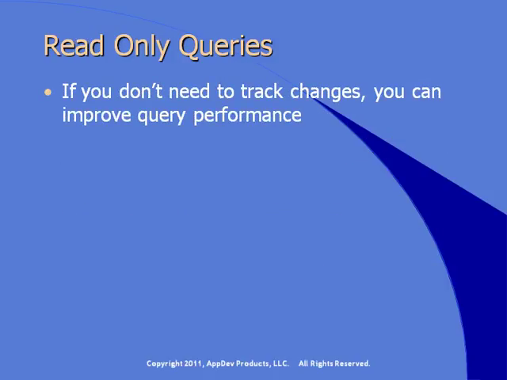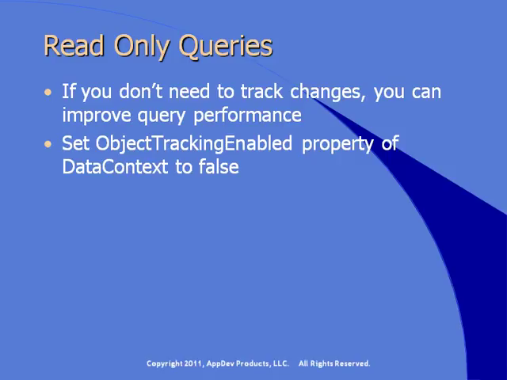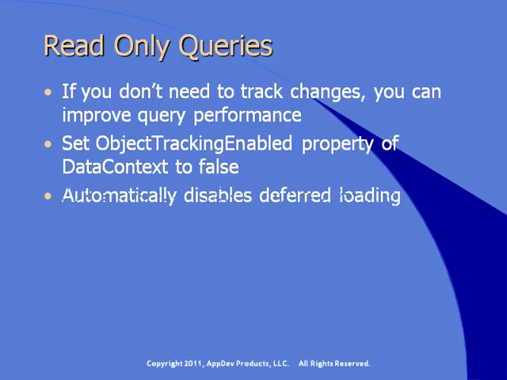Now, if you don't need to track changes, then you can improve query performance by using read-only queries. And to do that, you set the object tracking enabled property of the data context to false. That will improve query performance somewhat because the data context now is not set up to track changes. There is, however, a consequence of this that you need to be aware of. This automatically disables deferred loading. So in our previous example, if you had a query that retrieved customers, orders, and order details, you'd only get the customers, not the related tables.